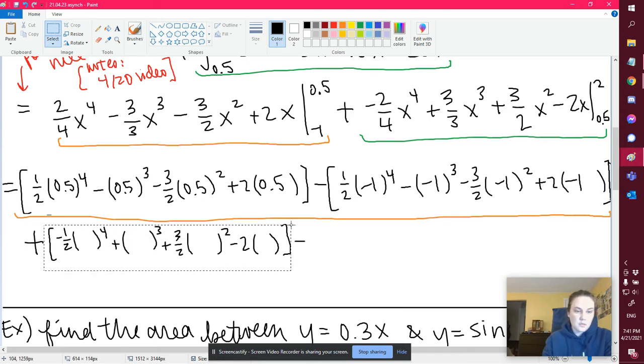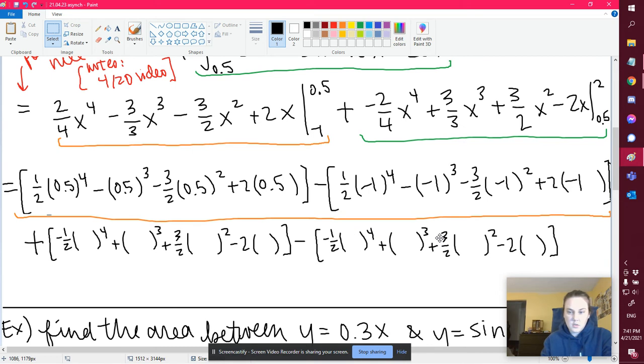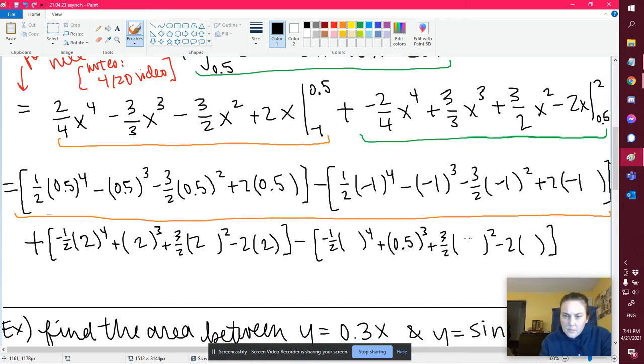Subtract, paste all of that with a different thing. Here I'm plugging in 2, and here I'm plugging in 0.5.